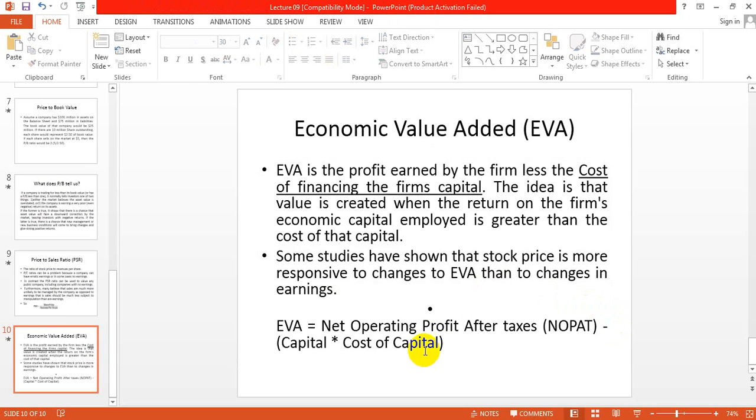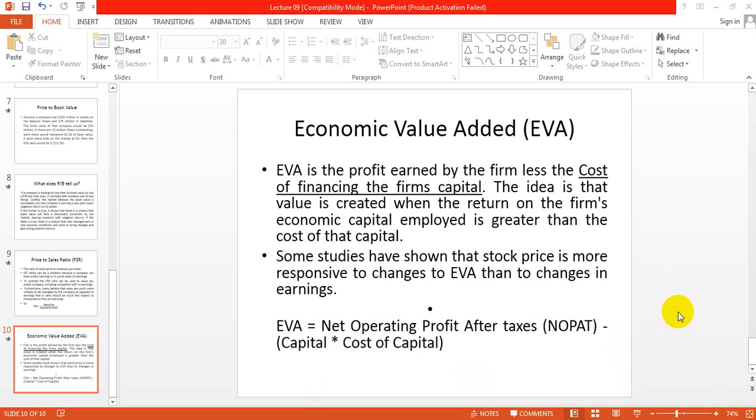So this is economic value added. Basically, it is net operating profit after taxes minus the cost of capital. How will we calculate the cost of capital? Your total capital multiplied by the cost of capital. This is the end of this chapter.